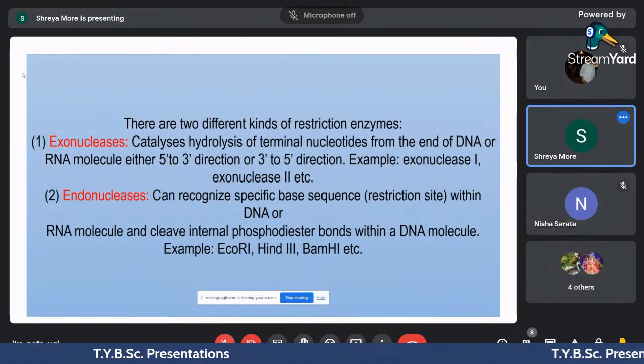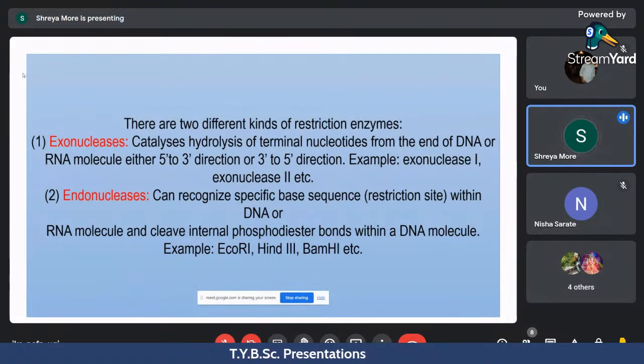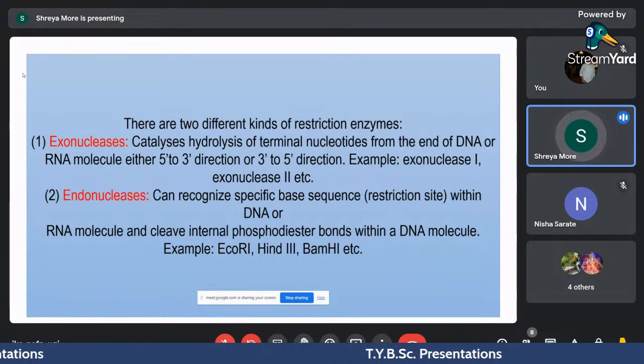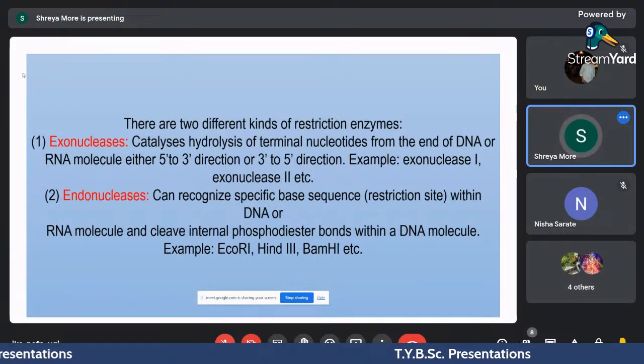So what is endonucleases? Endonucleases are nucleases which cleave DNA at any point except the ends. They can recognize a specific base sequence within a DNA or RNA molecule. Examples are HindIII and BamHI.